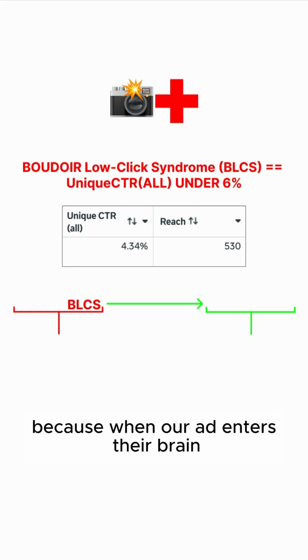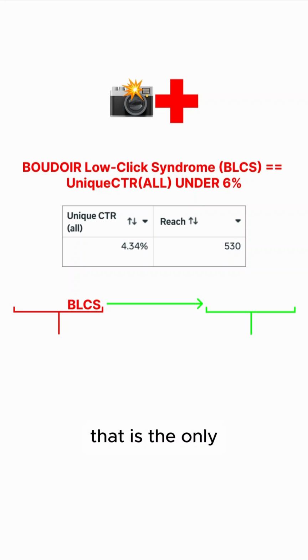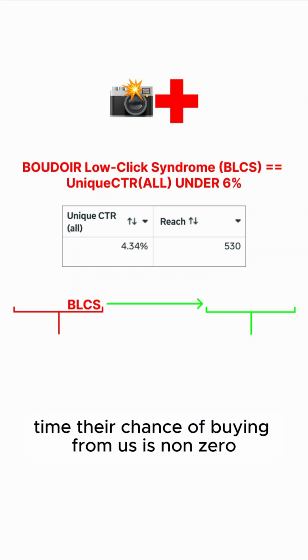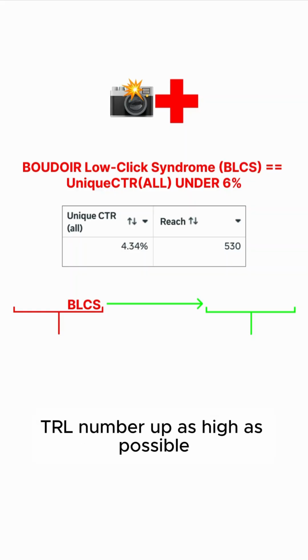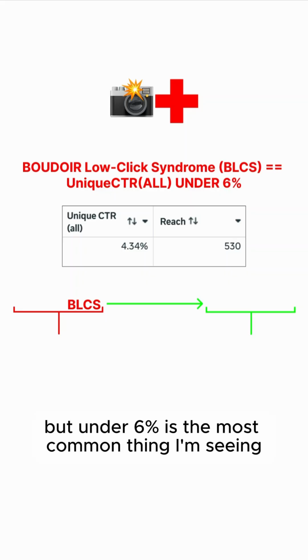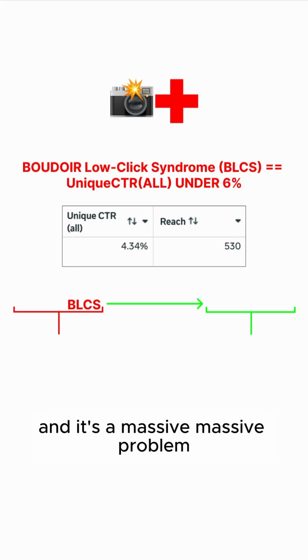And we care about women clicking somewhere in our ad because that means our ad has entered their brain. And we care about that because when our ad enters their brain, that is the only time their chance of buying from us is non-zero. So we gotta get this unique CTR all number up as high as possible, but under 6% is the most common thing I'm seeing, and it's a massive, massive problem.